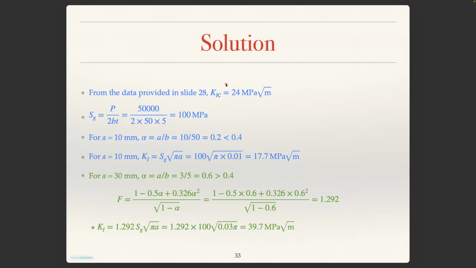If your computed stress intensity factor is less than the fracture toughness, then the material will not fail. Otherwise, the material will fracture. And hence, you need to change your design accordingly.